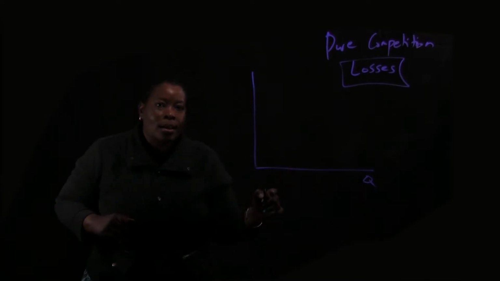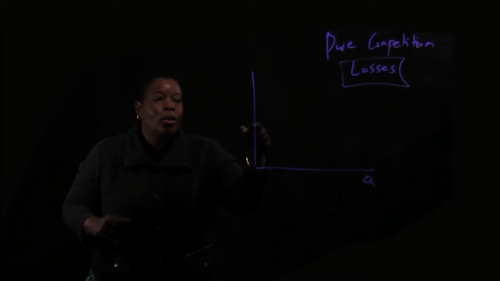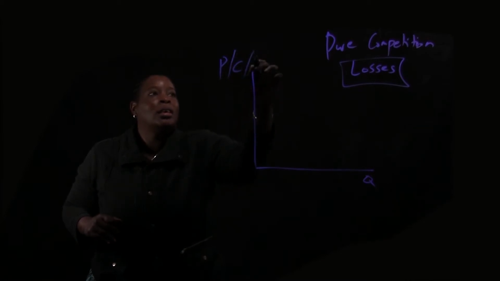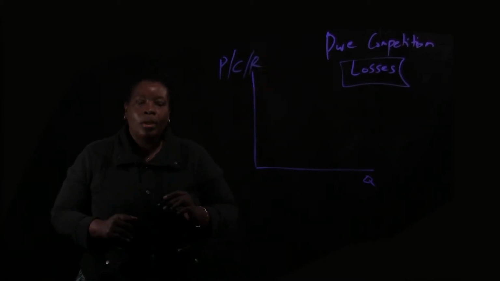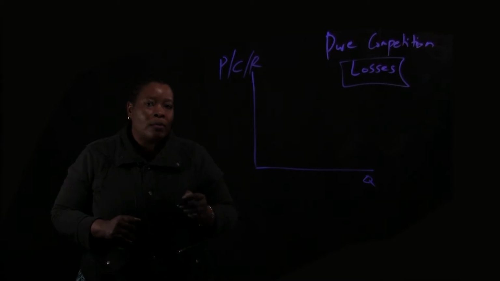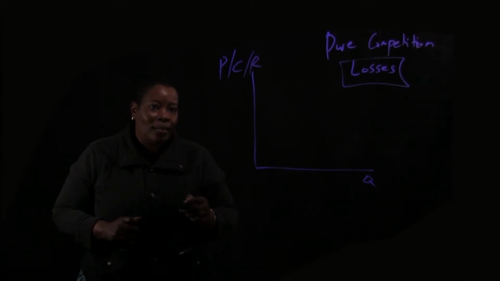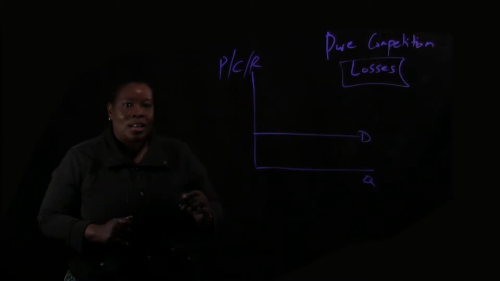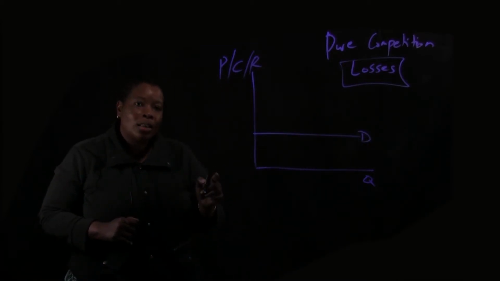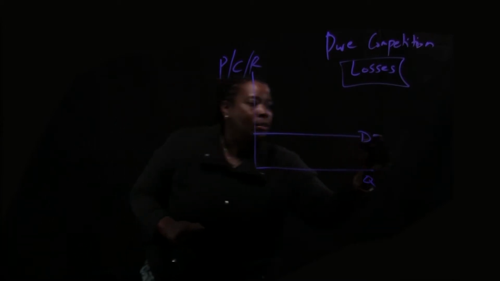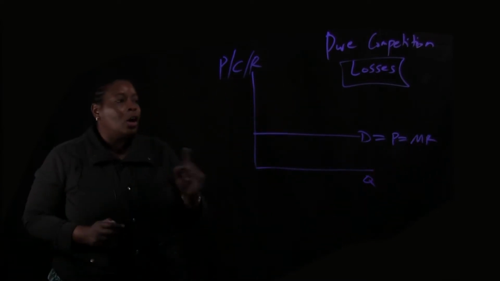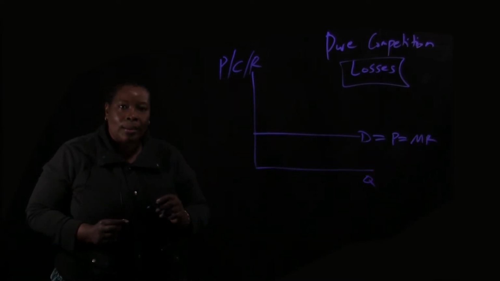We measure quantity here, and along here, we're going to measure price, cost, and revenue. Now remember, a purely competitive firm is a price taker. So what that means is the demand curve is this horizontal line. Not only that, because the firm is a price taker, demand is equal to price. It's also equal to marginal revenue.